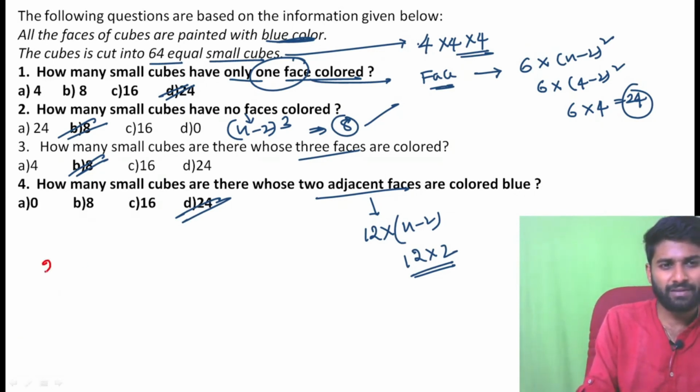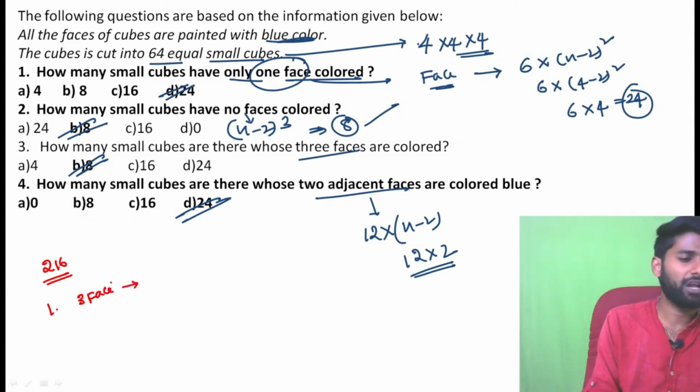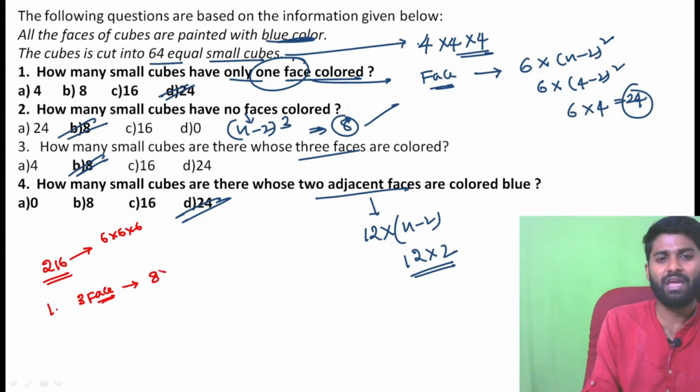Sometimes they give it as 216 faces. For example, how many three-face cubes are available? Then how can we solve? 216 is the matrix of 6 into 6 into 6. How many three-face cubes are available means every three-face cube is available at a vertex. The total number of vertices is 8, every vertex has one cube, so the total number of cubes is 8.